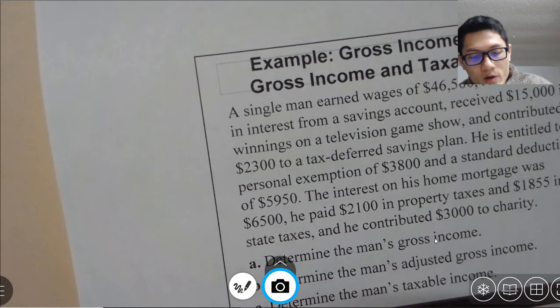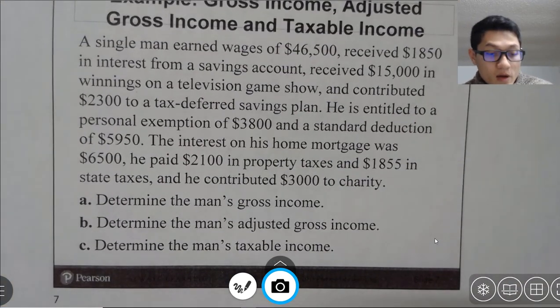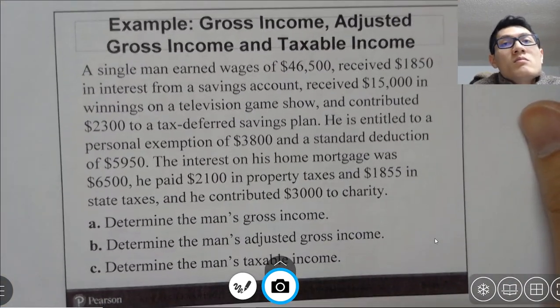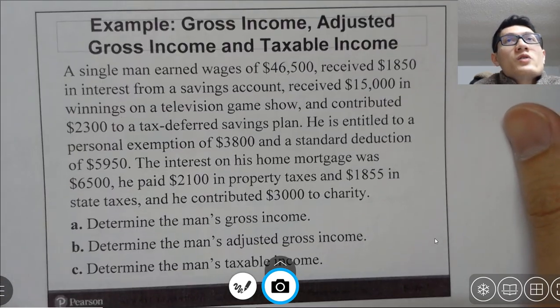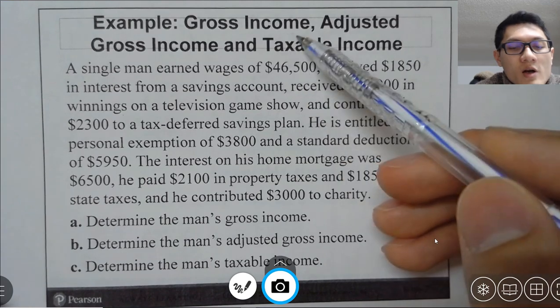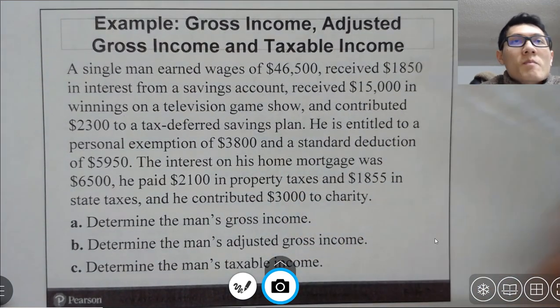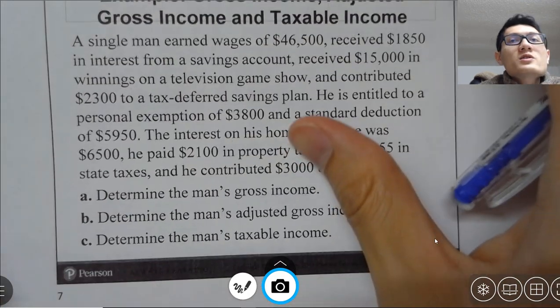Now let's go over one example, and hopefully it will make a lot of sense after this example. This example from the textbook is finding the gross income, adjusted gross income, and taxable income. Alright, so let's go over this problem.